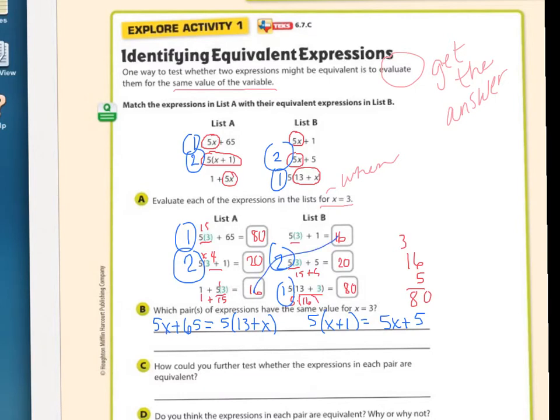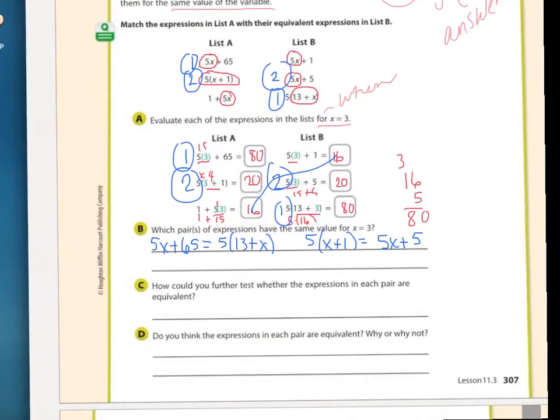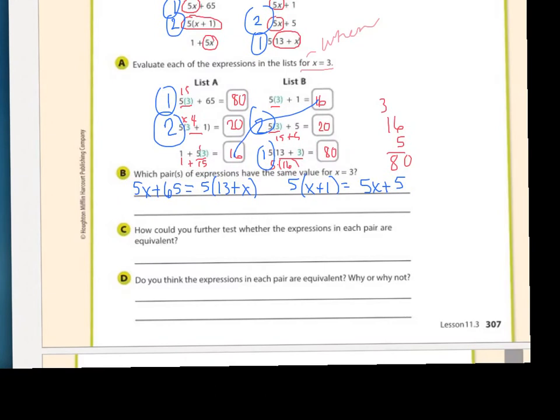This question asks, how could you further test whether the expressions in each pair are equivalent? You could try a different number. I'm going to write this in cursive so you can get used to seeing it. You could try a number other than 3.